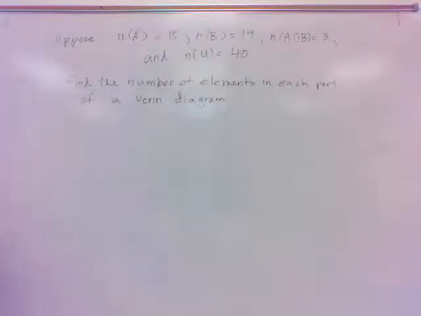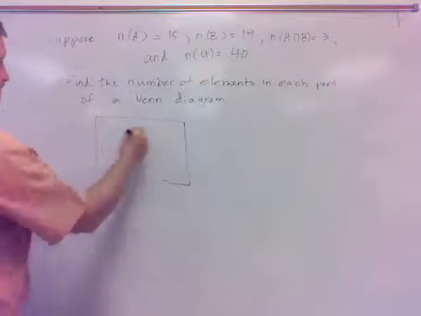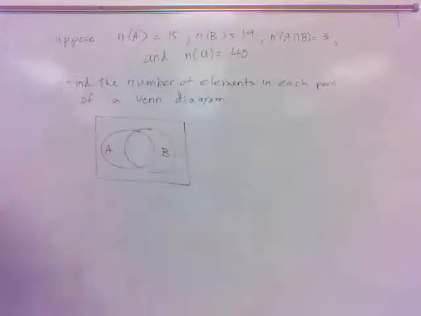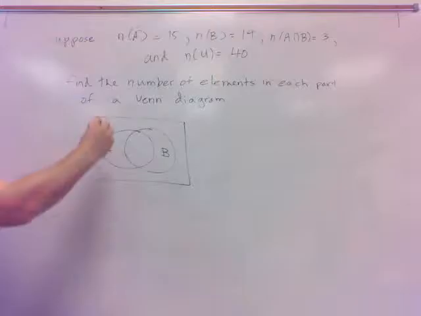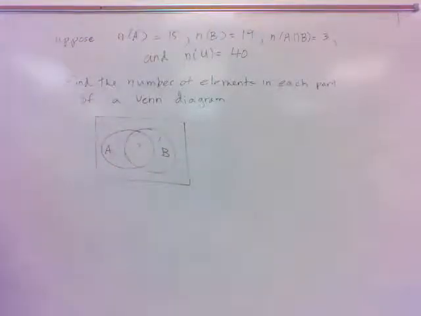Okay, so I want to draw my Venn diagram, which has two sets, so the interlocking Venn diagram. Here's the story. What I want to do is figure out how many elements go in each part of that. I don't know the set, so I'm going to have to figure this out just from the numbers here.